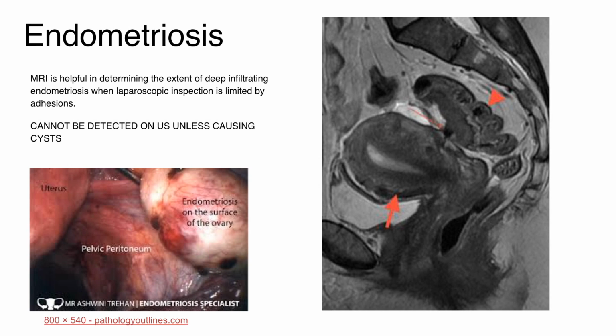So endometriosis cannot be detected on ultrasound unless it's causing cysts. MRI is helpful in determining the extent of deep infiltrating endometriosis when laparoscopic inspection is limited by adhesions.